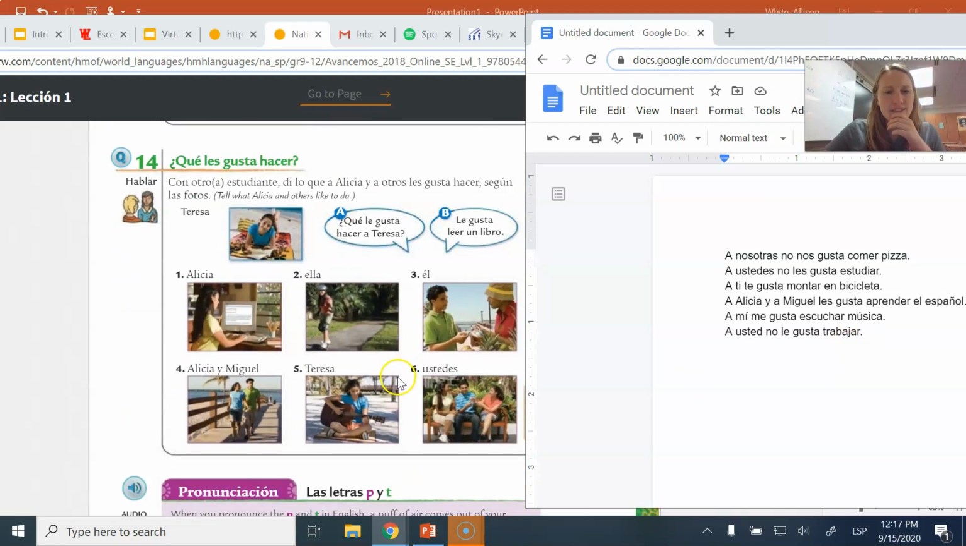Okay, let's look at activity 14. We're not going to do all of these, but the question is, ¿Qué le gusta hacer a Teresa? What do you think this question is saying? We know that ¿Qué means what? Le gusta is either you formally like or he or she likes. Hacer is to do, and a Teresa, that shows us who we're talking about. She likes to do what? So the answer would be le gusta, she likes leer un libro, she likes to read a book.